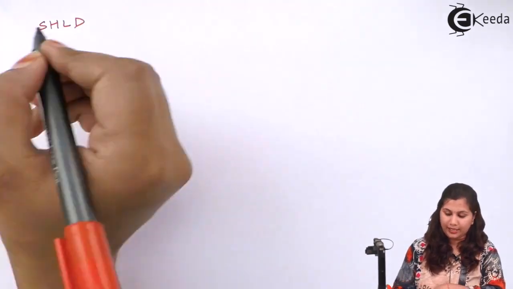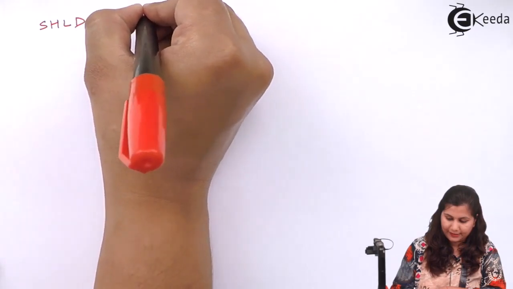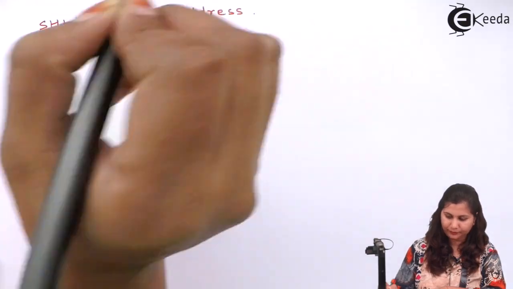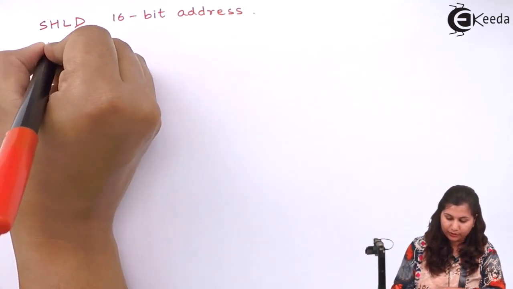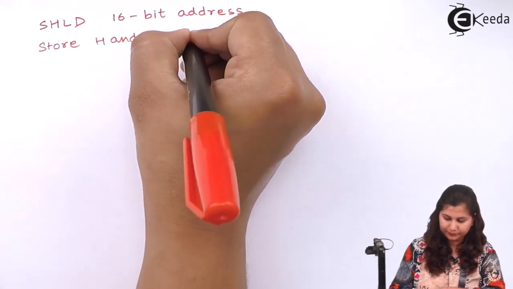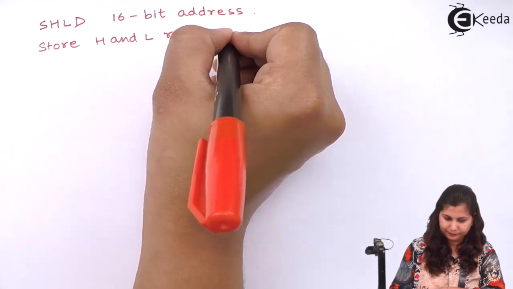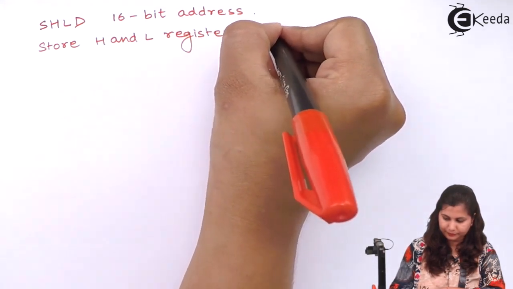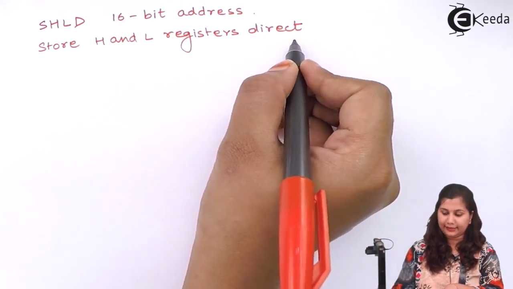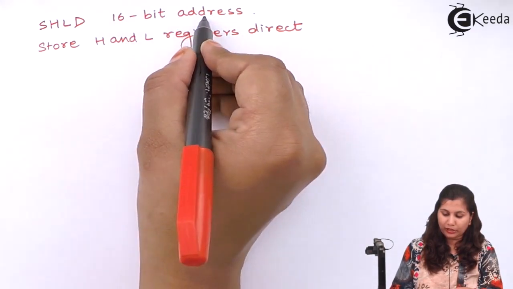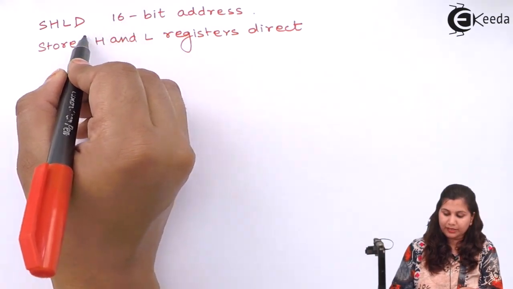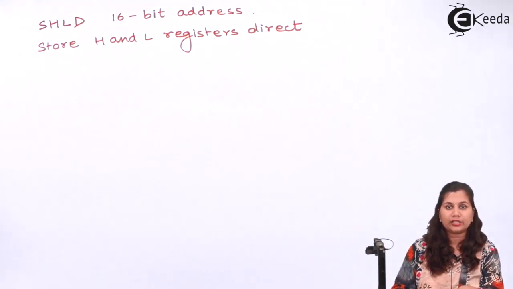Now next instruction is SHLD, and then we have a 16 bit address. It means store the H and L registers directly. The address of the memory location is given to you, the 16 bit address. So the contents of the HL register pair are stored at this 16 bit address.